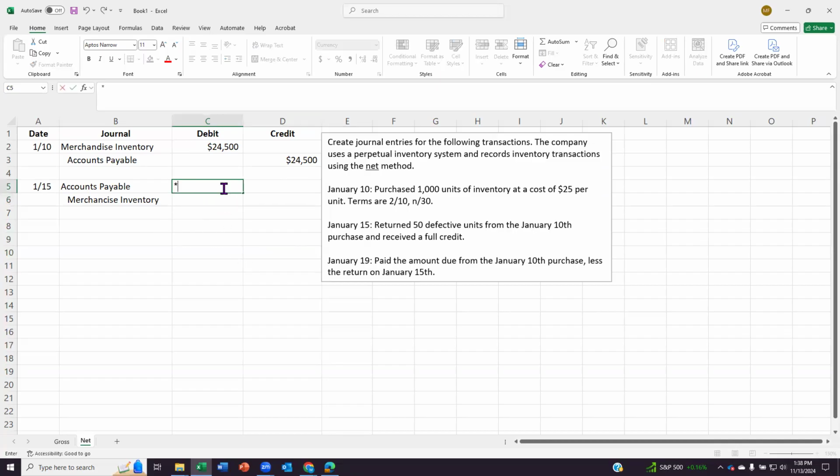So I would say that's 1,250 times 0.98, right? So that's a 2% discount or 98% of the full amount.